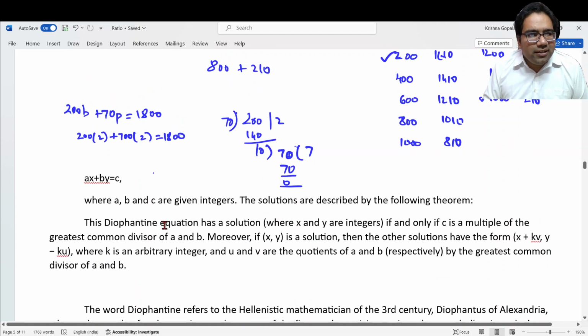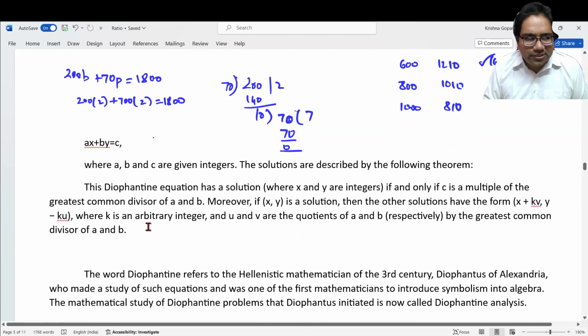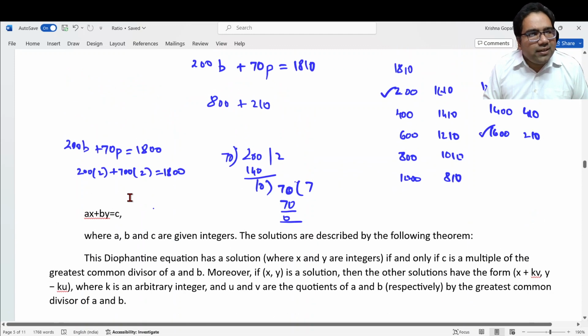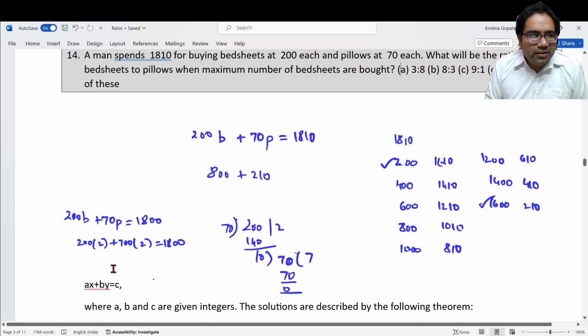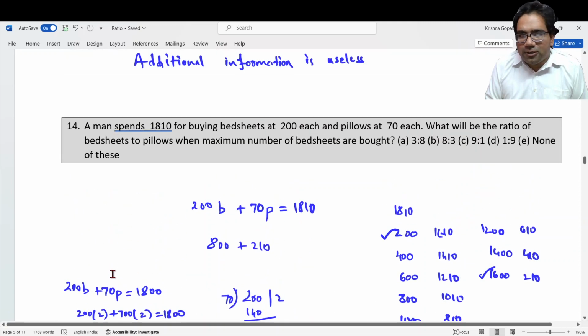Diophantine was a great mathematician. He studied this in detail, and these equations were named after him. Right, he was a very old mathematician, third century and all. So these are called Diophantine equations. There's a lot of research that is going on in this part of mathematics. If you are interested, you can read more about this.